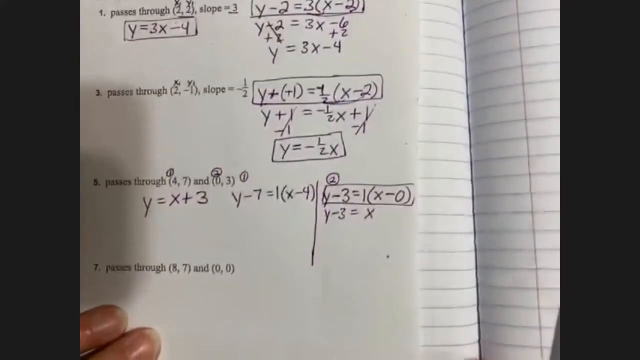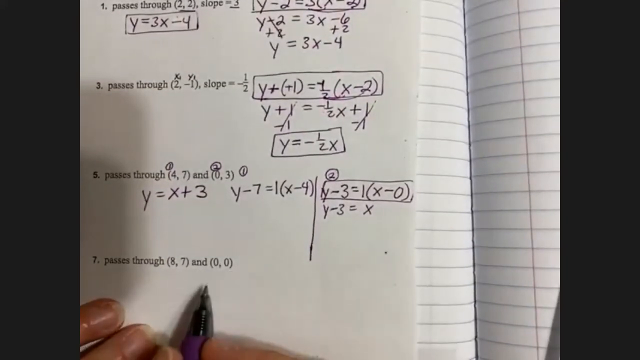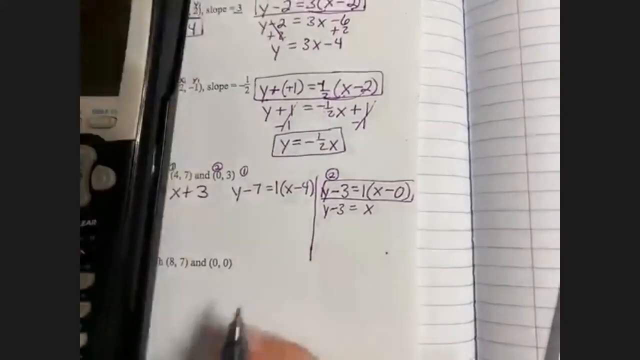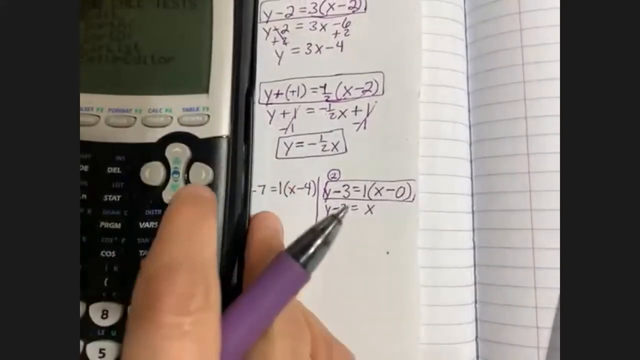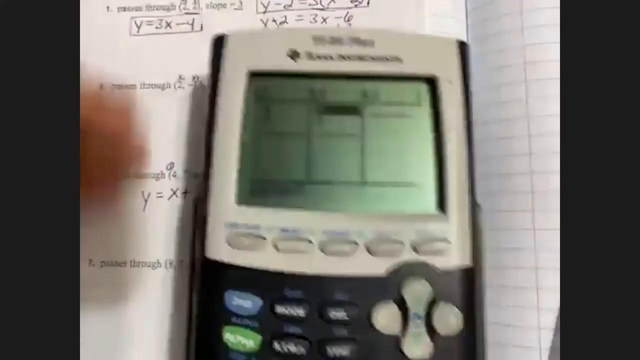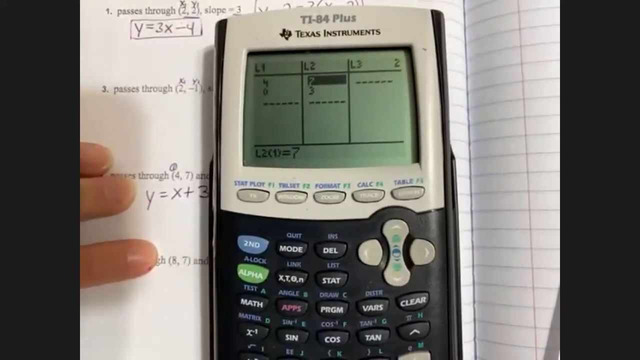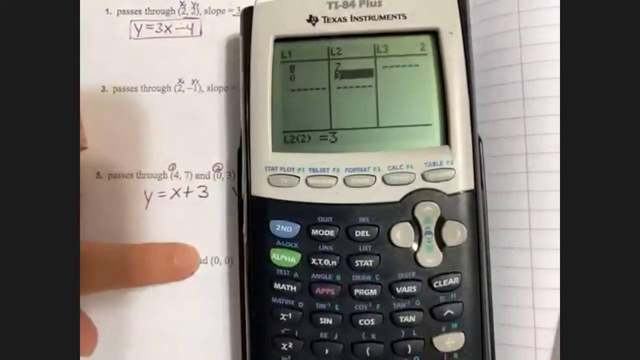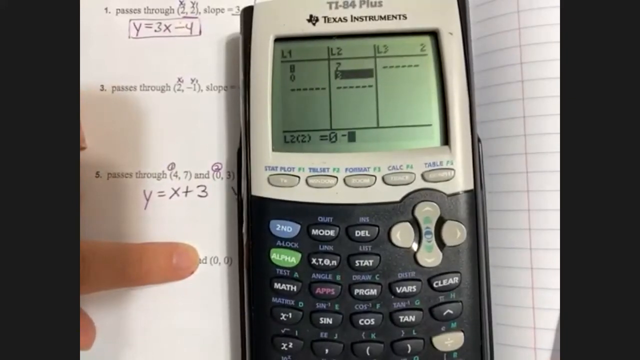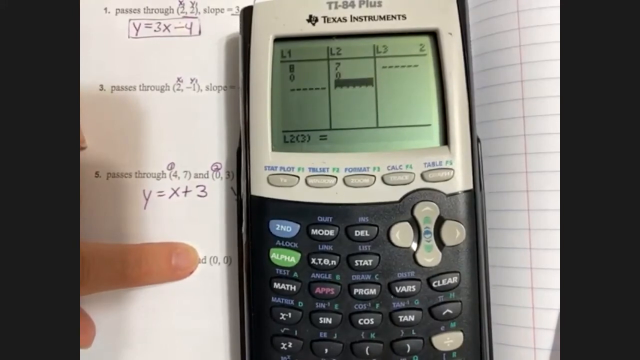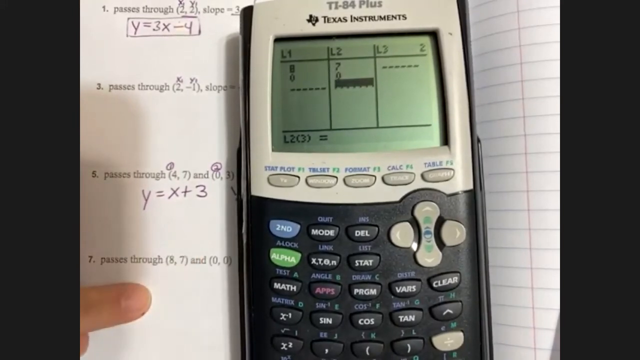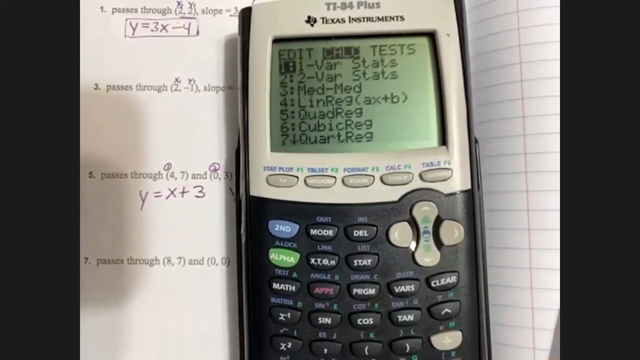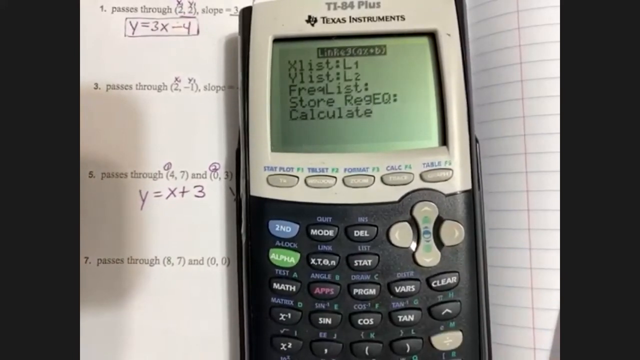And then on the next one, it passes through these 2 points here. So again, I can LinReg this one, and I'm going to put it into stat. I'm going to go to edit. Instead of those points, I got 8, 7. So all I have to do is change this to an 8, and this is 0, 0. So that actually makes this kind of simple. And 8, 7, 0, 0, and those are my 2 points there. Stat, calculate 4, enter, enter, enter, enter.